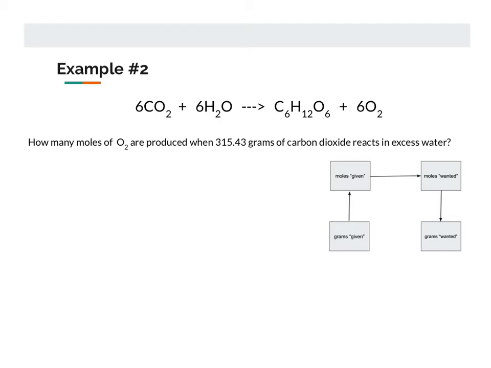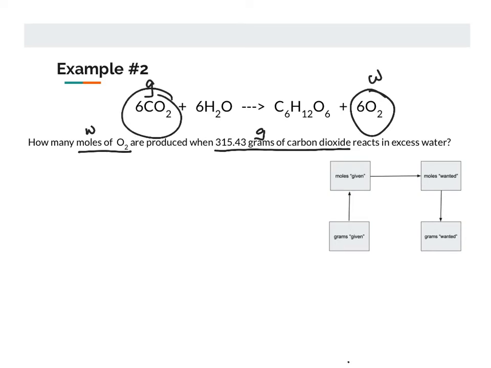First thing I'm going to do is pick out my given and my wanted. So in my problem, it's saying that I have 315.43 grams of carbon dioxide. That's going to be my given. And then I'm solving for how many moles of O2. So this is going to be my wanted. So with O2, I'm going to circle that. And then I'm also going to circle the grams of carbon dioxide. So here's my given, here is my wanted.